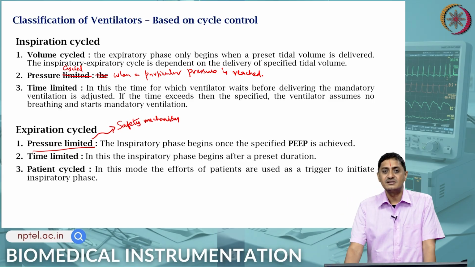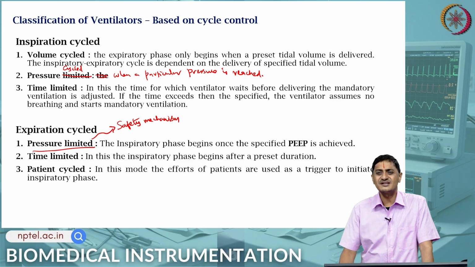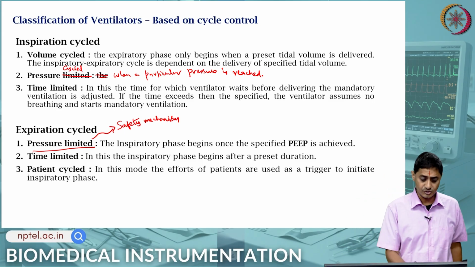Next is time limited. In this case, the inspiratory phase begins after a set time. It waits for some time and then starts the next inspiratory phase. Then patient cycle. In this case, the efforts of patients are used to trigger, whatever trigger that might be, and then initiate an inspiratory phase. This is patient controlled or patient cycled. Okay.